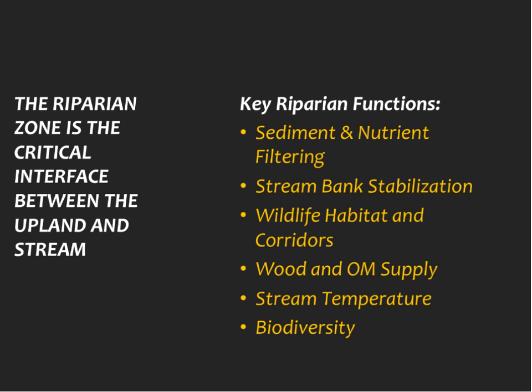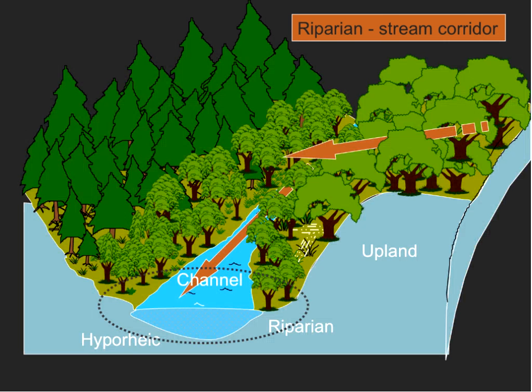And of course, the riparian zone has some key functions. Most of you know them: sediment and nutrient filtering, stream bank stabilization, wildlife habitat and corridors, wood and organic matter supply, stream temperature, biodiversity. The primary function, though, that I'm going to talk about is the first one, and that's the sediment and nutrient filtering function.